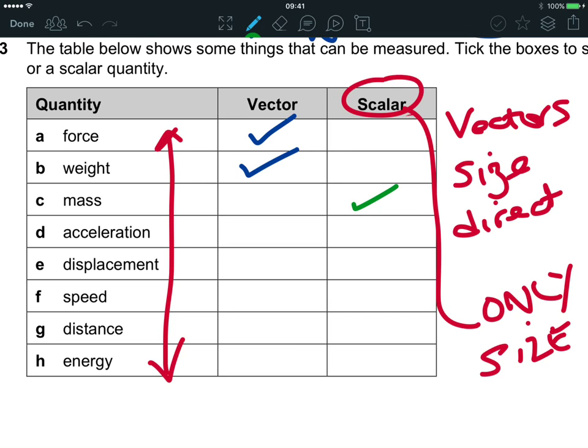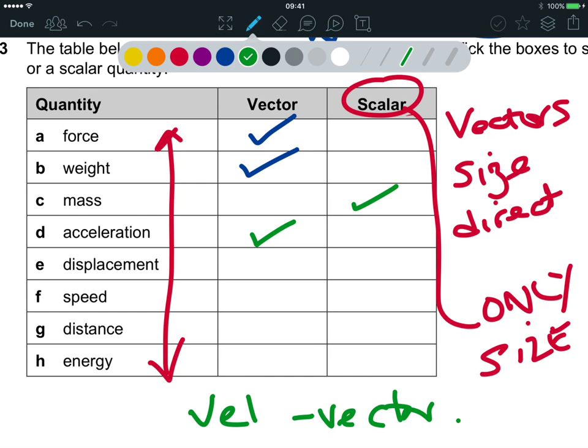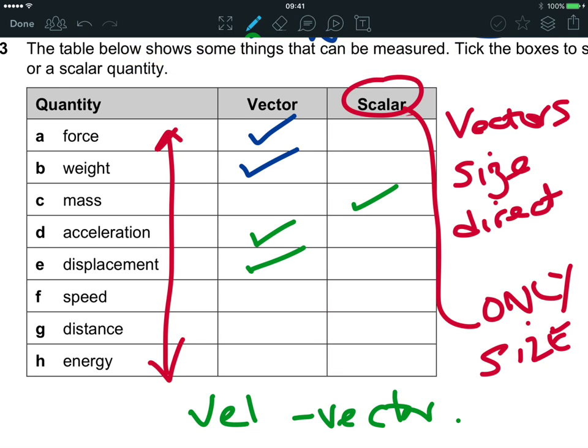Acceleration: your equation for calculating acceleration is change in velocity divided by time. Because velocity is a vector, then acceleration must also be a vector because it depends on a vector quantity, which is velocity. Okay, displacement, well, we know displacement is how far you are from your starting position, so therefore that will always have a direction as well. The scalar equivalent of displacement, of course, is distance.